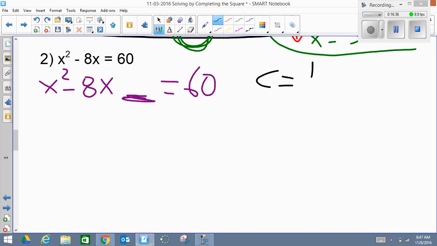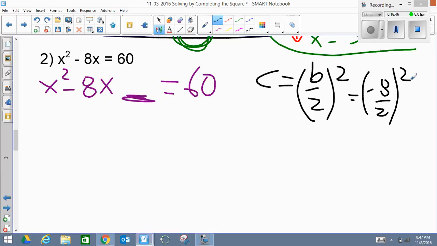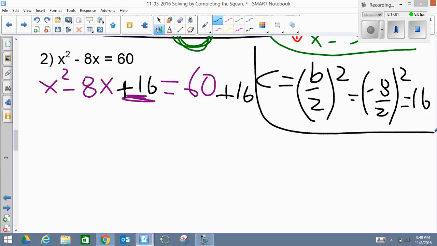c equals b over 2 to the second power. b is negative 8, so I'm going to have negative 8 divided by 2 to the second power. Negative 8 divided by 2 is negative 4. Squared, 16. So I'm going to add 16 on the left side, which is the value of c, and 16 on the right side.